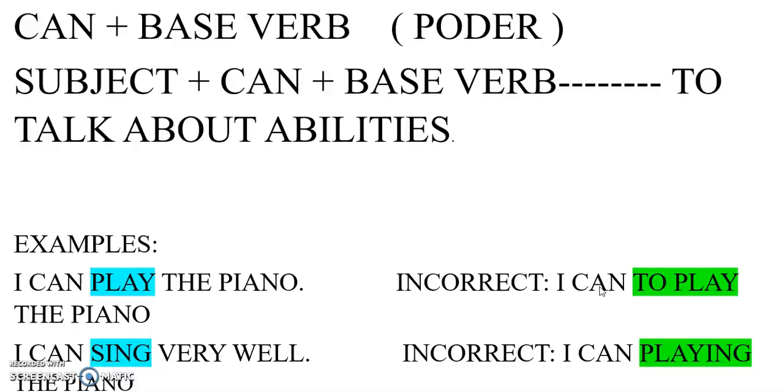Remember that after the modal verb can, you have to use a base verb, alright? A base verb. Well, for example, can play and can sing. No, not can to play or can playing. Remember, this form is incorrect. Alright? Don't forget it. I'm gonna repeat it again. After the modal verb can, you are going to use the base verb. The base verb is the verb alone. Alright? For example, here, can play and can sing. Can means poder in Spanish, and we are gonna use the modal verb can to talk about abilities.